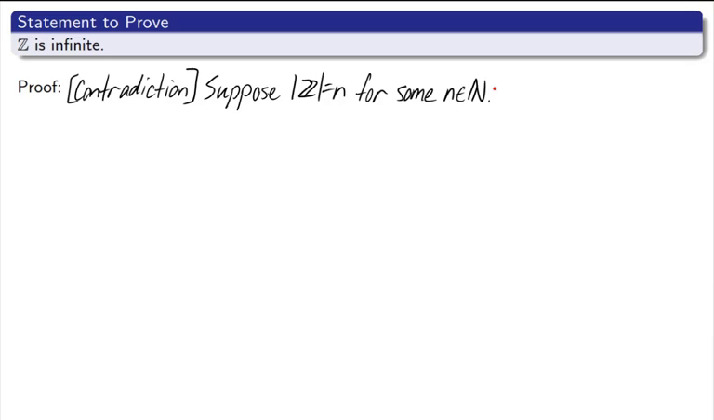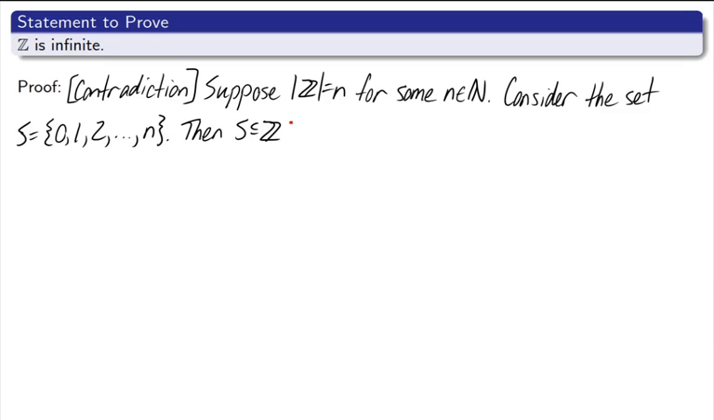Now somehow I have to prove a contradiction to this. What I'm going to do is actually show that n is not enough to contain all of the integers. Consider the set S equals 0, 1, 2, and so on, all the way to n. I believe everyone would agree that every single one of those numbers in that set is an integer. Here's what we have. Then S is a subset of Z, and the cardinality of S equals n plus 1.